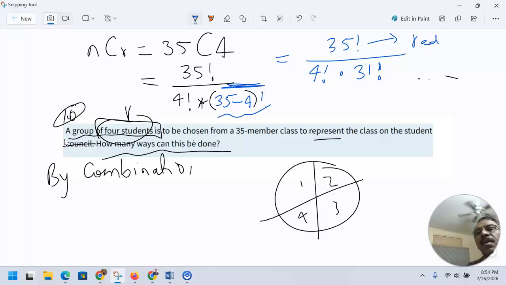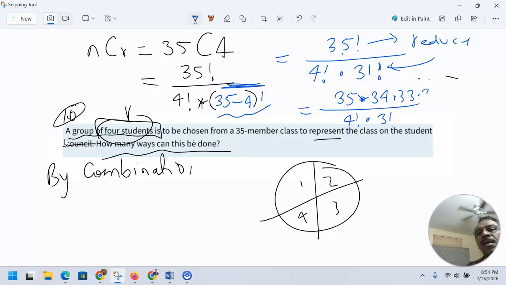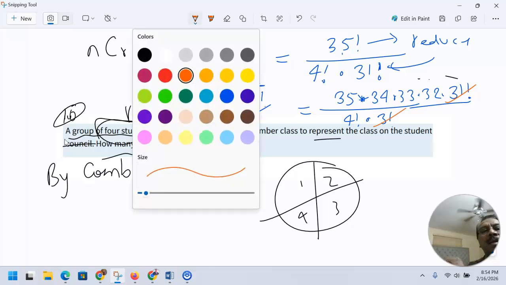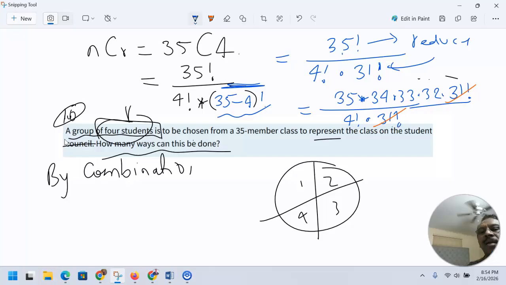How do I reduce this? Because the denominator has a 31 factorial, the numerator can be written as 35, and then reduce it by 1, so it becomes 34, 33, 32, and right until 31 factorial. So why did we write this? So that we can cross out 31 factorial and 31 factorial. I'm sorry, this is 31 factorial.